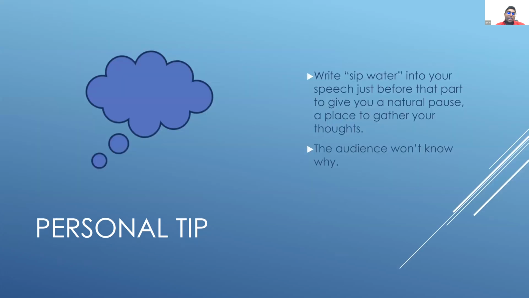So what do you do at moments like these during a speech? I would say that the best tip is to sip water. Always take water with you, and you can literally write down "sip water" into your speech outline. Just before that part, you can take a natural pause. You don't actually have to sip water. You can just take a pause there. Your audience will understand that you've spoken a lot and that you're just catching your breath, and your audience won't know why. But you can take a pause and gather your thoughts and think about what to say next.